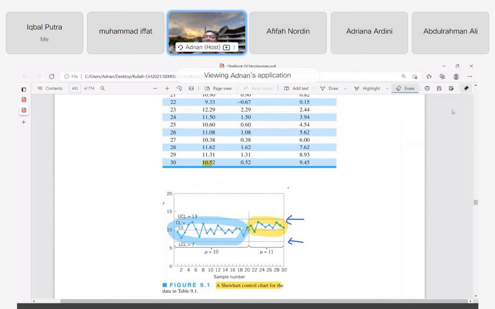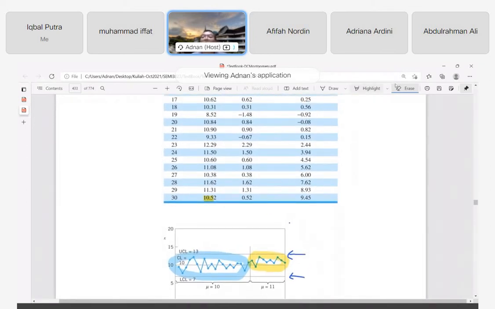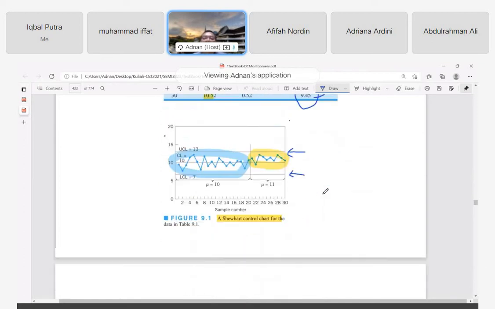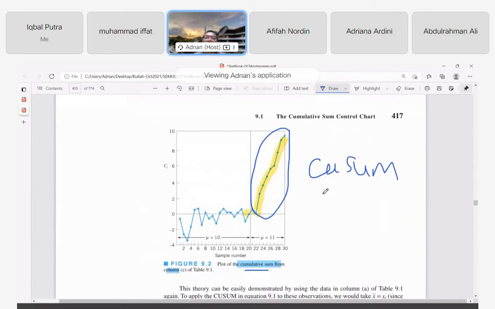You see here, what you notice is that when the point is shifting, you start to notice this value keep increasing until you have it here. So this is what is being shown in this graph. What it says is that QSUM is able to detect small shift.